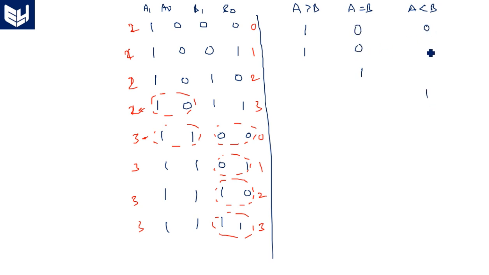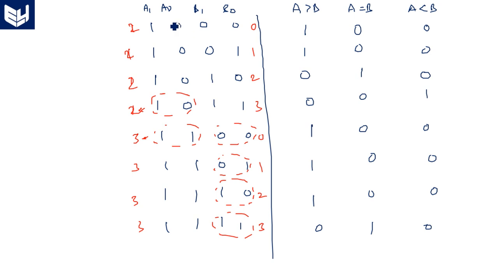Next 3 0, A greater than B, it is also A greater than B, it is also A greater than B, and it is A equal to B. Okay, so for 4-bit numbers also you should do the same. First you have to take the corresponding decimal equivalent of the binary representation of A as well as B. Later you should compare A and B.